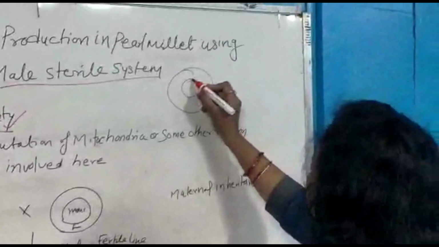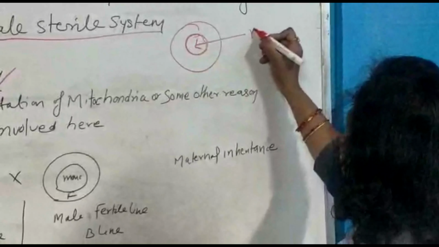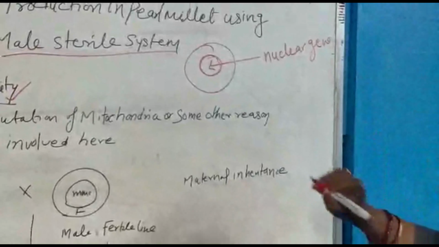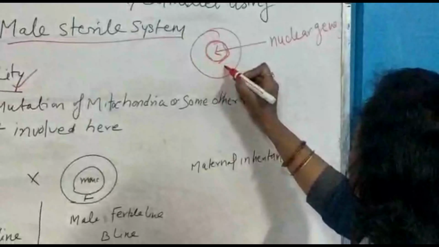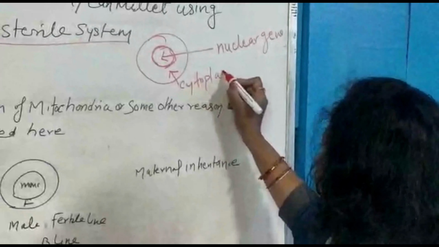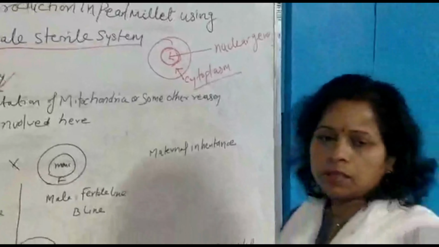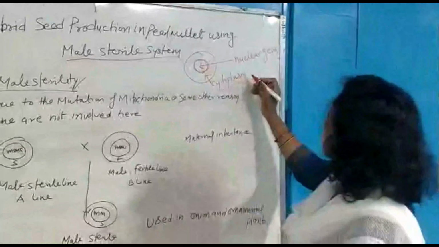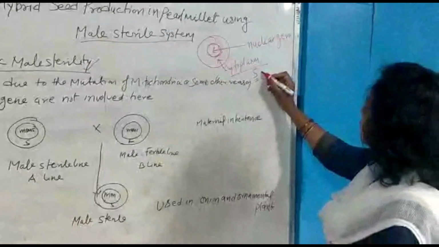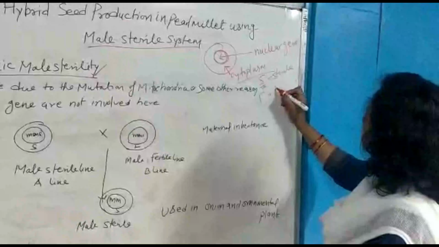Suppose this is a cell. If the gene is present here, then it is governed by the nuclear gene. The outside of the nucleus is the cytoplasm. The cytoplasm may be normal or abnormal. So we can denote the cytoplasm as S, that is sterile, and F is fertile.